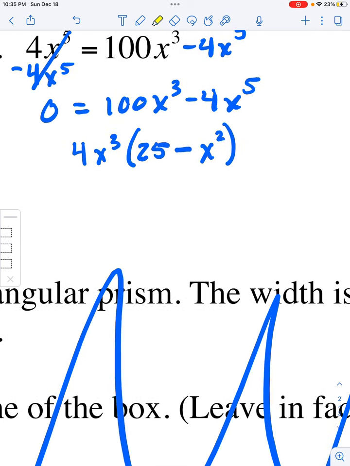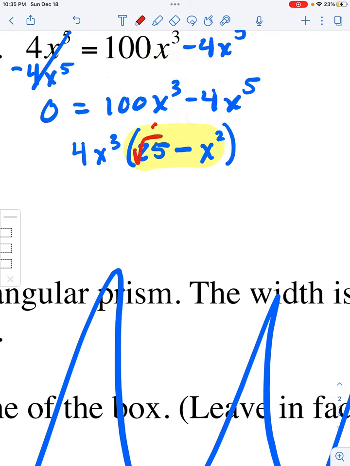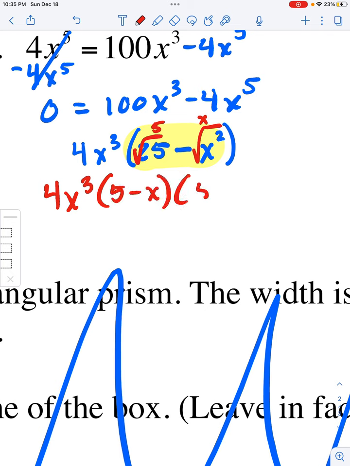But always watch that because this is pretty suspicious. This one falls into that pattern. This first part is the square of 5, and the second part is the square of x. So I'm going to go ahead and break that down further. 4x cubed, and then this will be 5 minus x and 5 plus x.